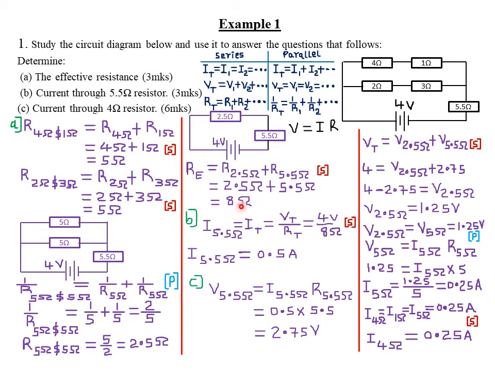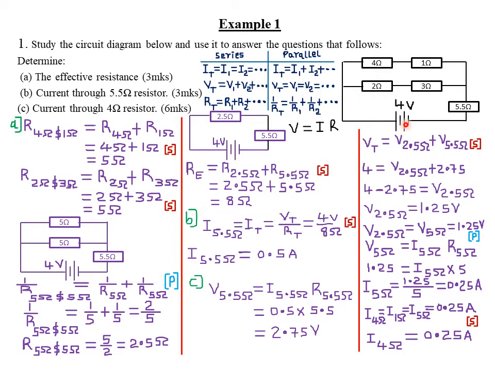It is 8 ohm. Then for part B, they want us to find the current through the 5.5 ohm resistor. Remember that the 5.5 ohm resistor, from the initial diagram, was in series with the battery, or in series with our source of power.